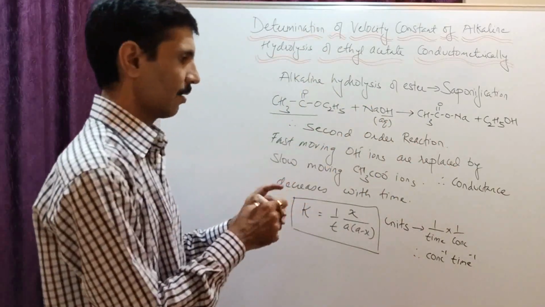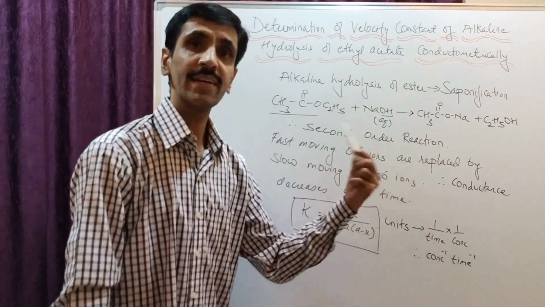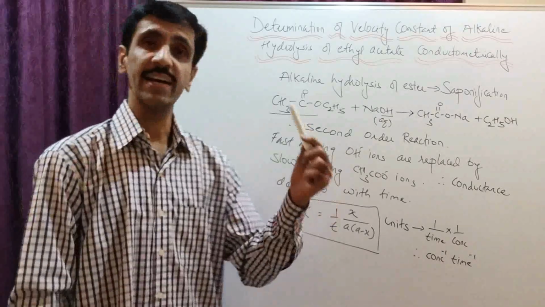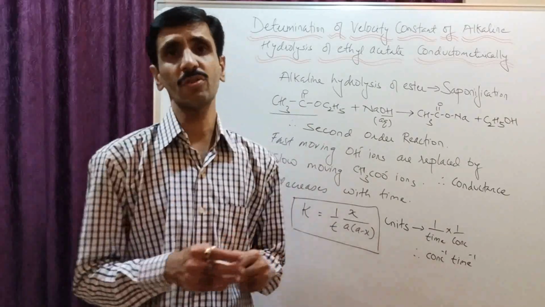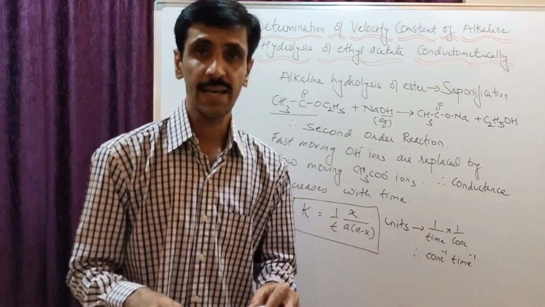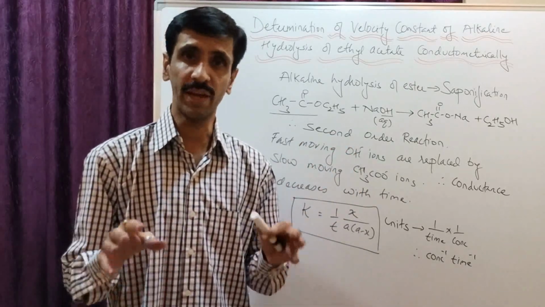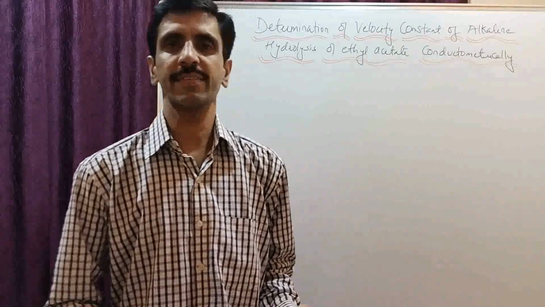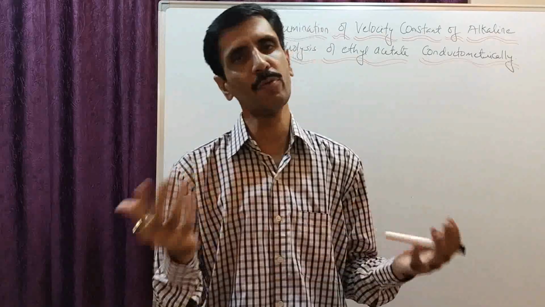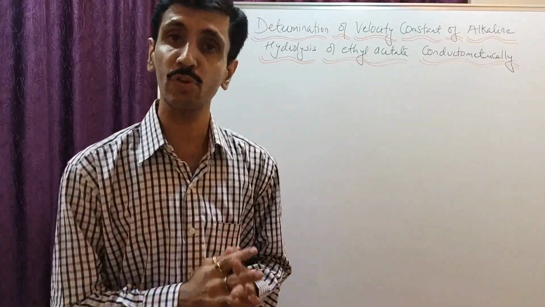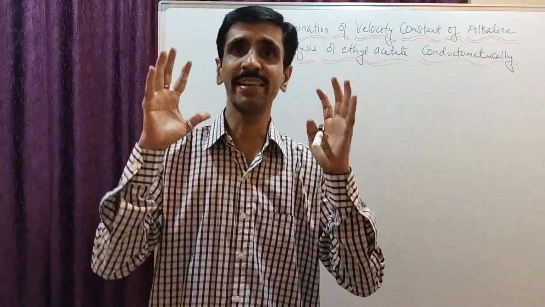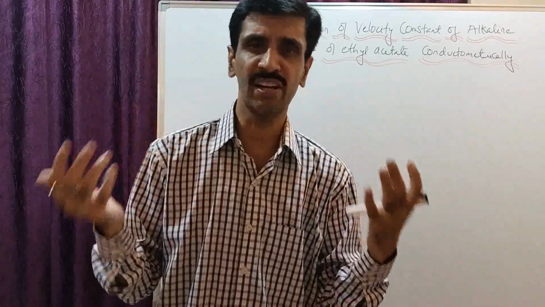Okay, this will be the units of K, that is the velocity constant for a second order reaction. So that was the theory behind this particular experiment, and I hope you have understood this very well. Alright, my dear friends, once you have understood the theoretical background of this experiment, we move on to the next part, and that is, yes, the procedure. I'll explain the procedure step by step so you get the entire gist of this experiment.